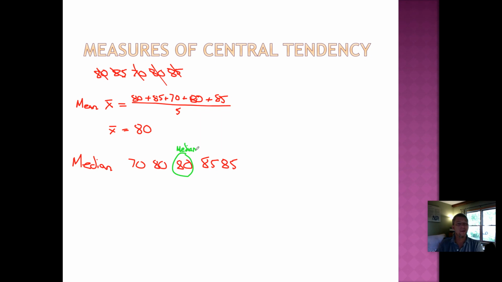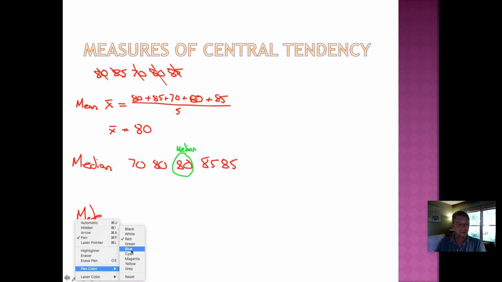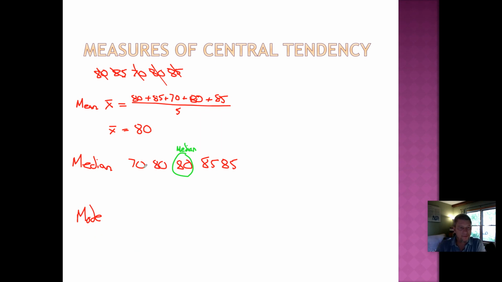That's the score in the middle when all 5 scores are written in numerical order. Now, last but not least, the mode. In this case, if I look at this, which score appears most frequently? Well, 70 only appears once, 80 appears twice, and 85 appears twice. So in this example, I have 2 modes. The modes are 80 and 85.